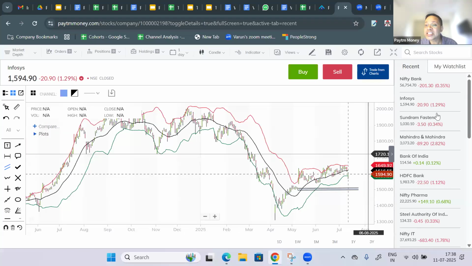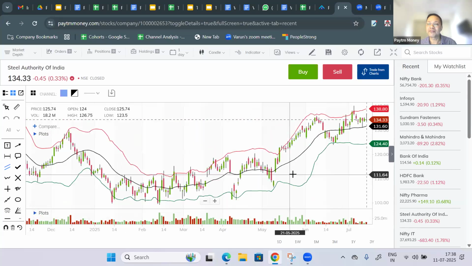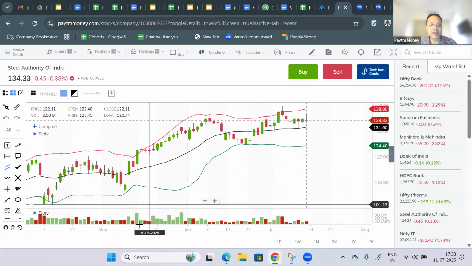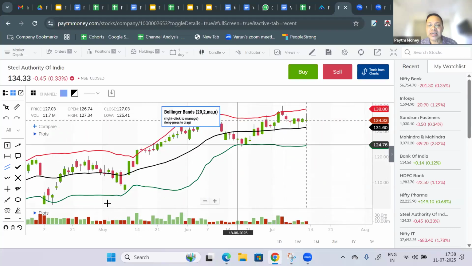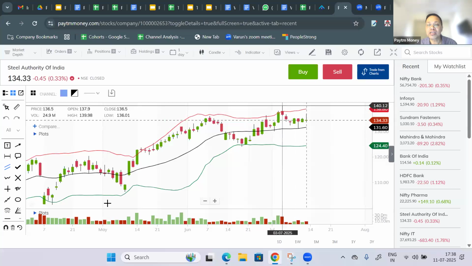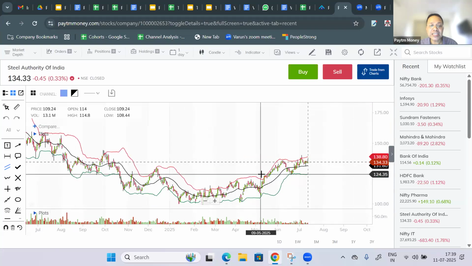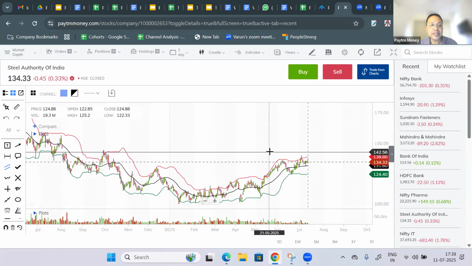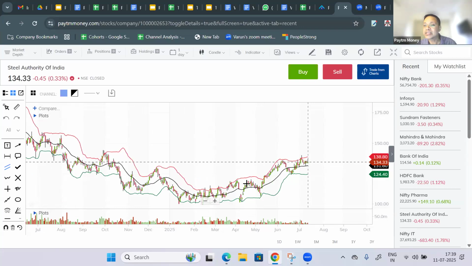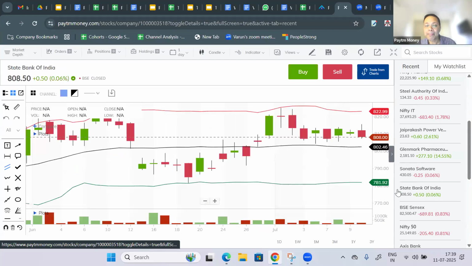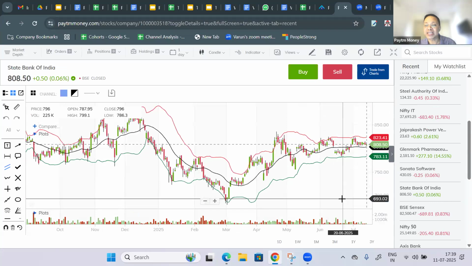Now let's take some other example. Let's think Steel Authority. Now, if you can see, here also the same sequence. You might have seen here, it has gone beyond and come back. So price has gone beyond the Bollinger Band. I need to ensure where is my supply zone. So this supply zone is already being respected. I want to take a very simple example to explain it in a very simple way.